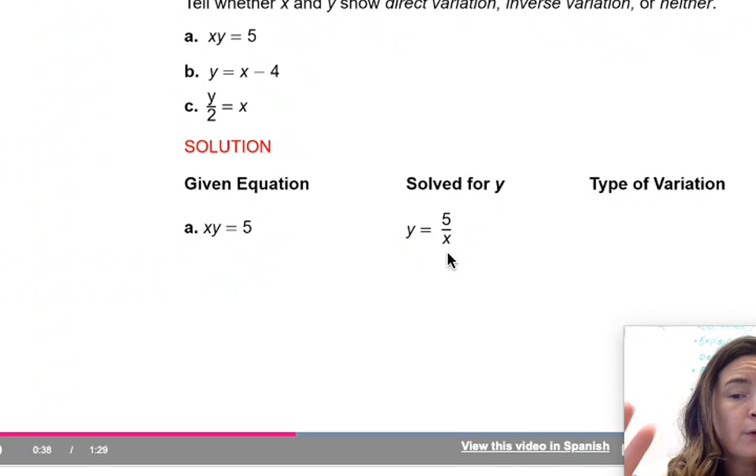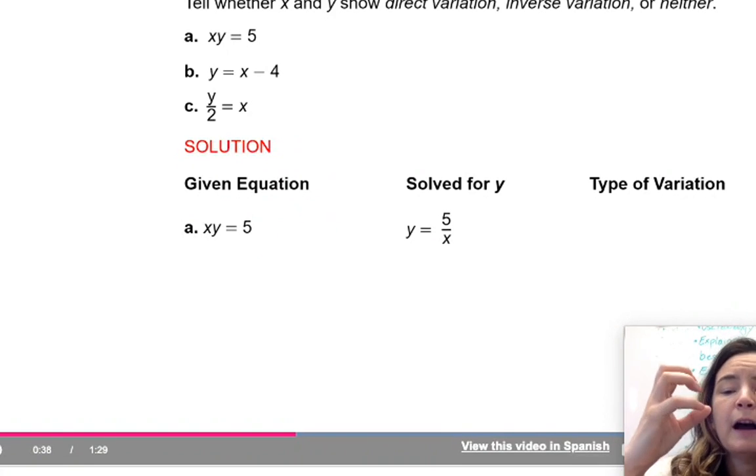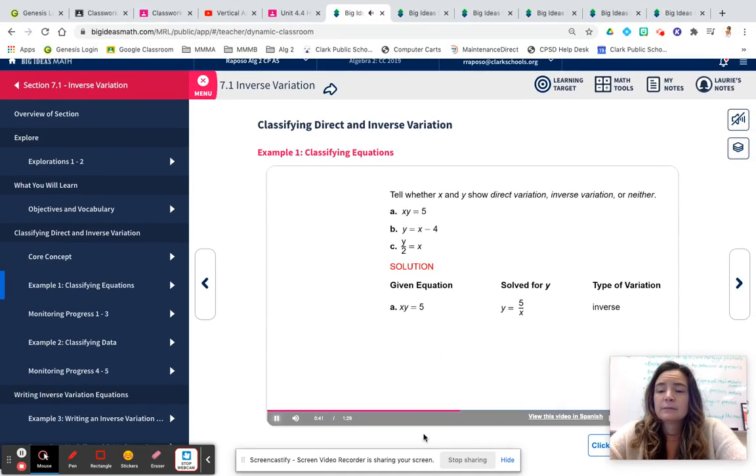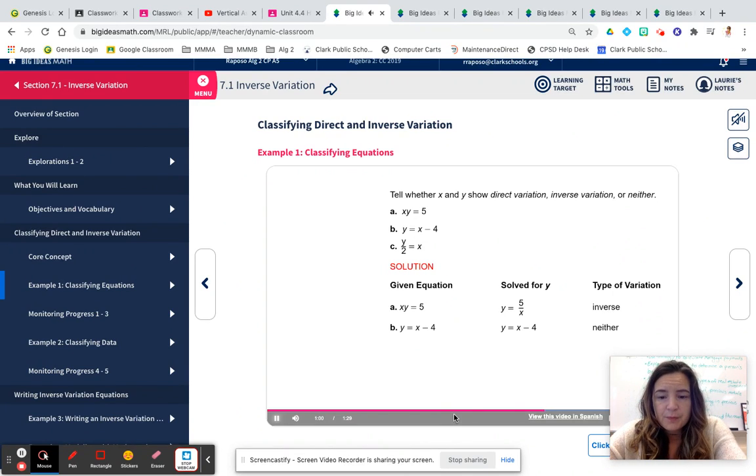So think about those two forms that I just talked about. Does it look like either of those two forms? We said if it's direct, it's a number times x, and if it's inverse, it's going to be a number divided by x. So x and y show inverse variation. B. The given equation is y equals x minus 4. The equation is already solved for y, so rewrite y equals x minus 4. X and y show neither direct variation nor inverse variation.